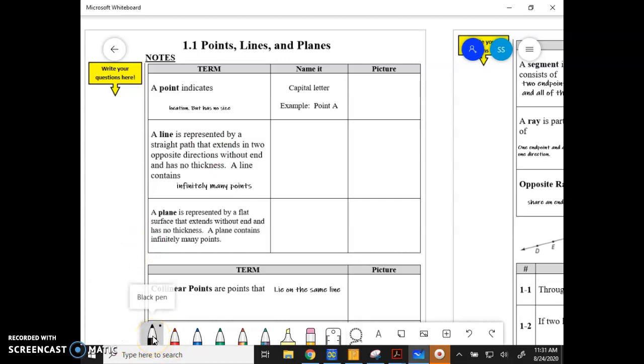If we're going to draw a picture of that, that should be pretty easy. Just a little dot and label it A. It's not very good. Try that again. Here's my point, and I'm going to call it A.